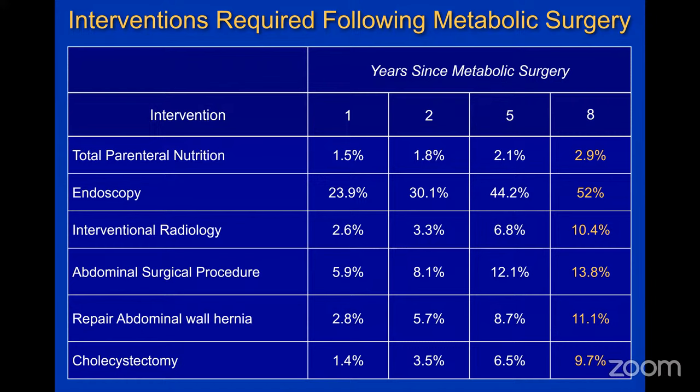However, I will be the first to tell you, we did this in part because we wanted to see whether the cardiovascular or related morbidities due to obesity could be reversed. But in the years after metabolic surgery, some people end up on TPN. Half of them had endoscopy, interventional radiology procedures, repeat abdominal surgical procedures, abdominal wall hernia, and cholecystectomies. They had a lot of downstream adverse effects. It's not something to be considered lightly, but for somebody at really high risk, BMI approaching 40.